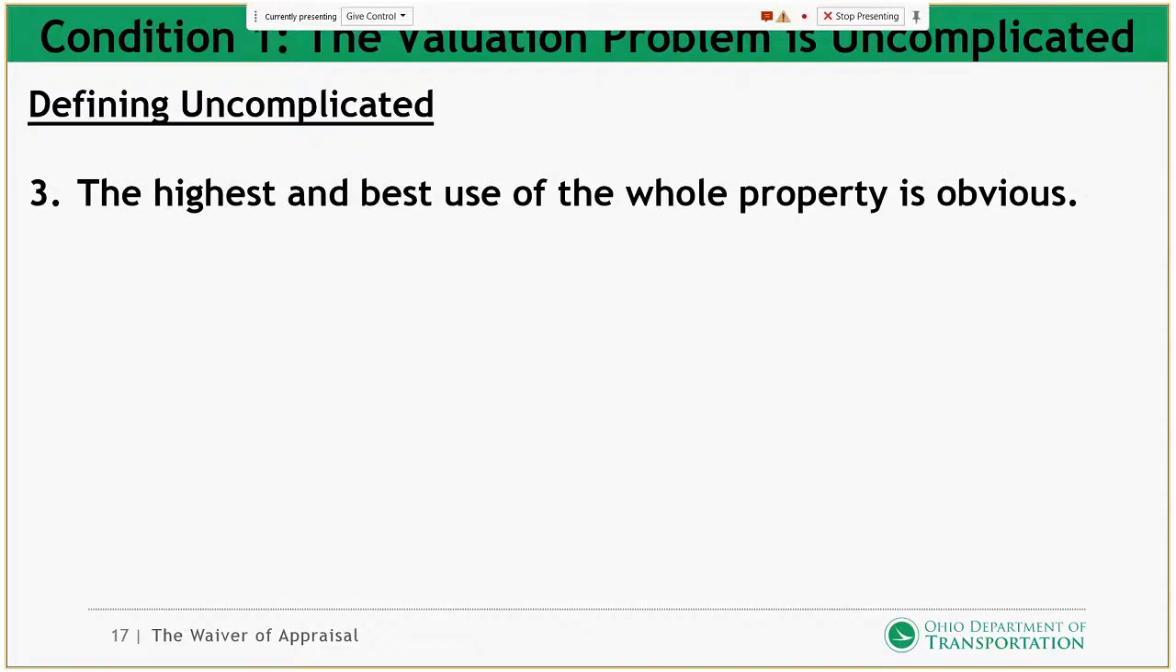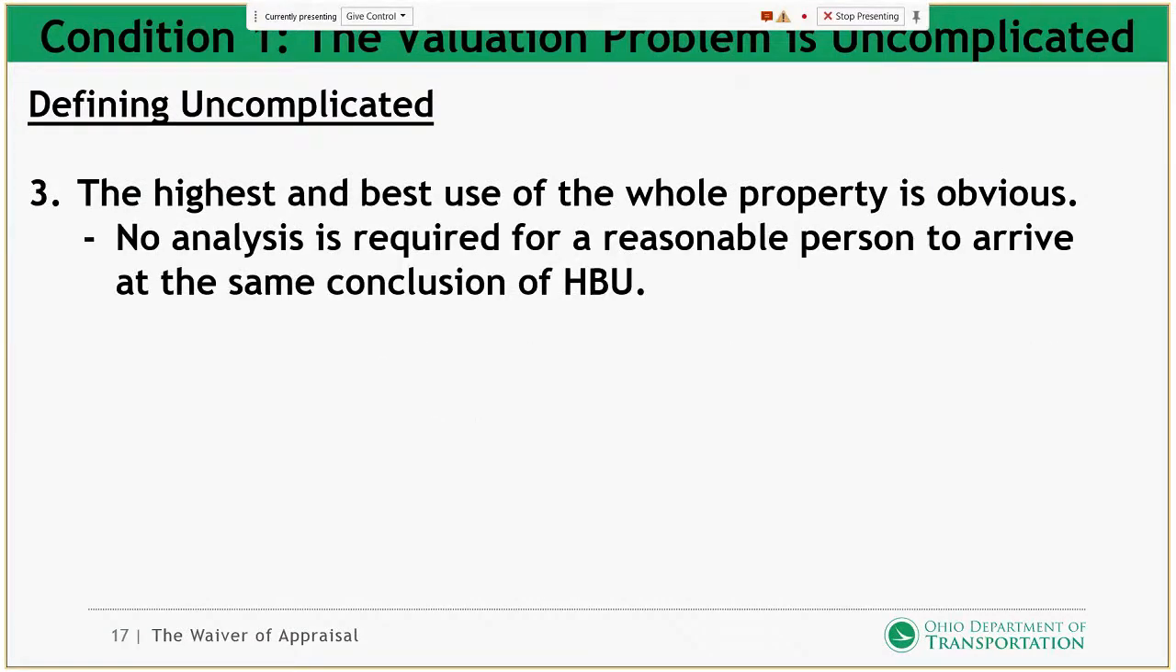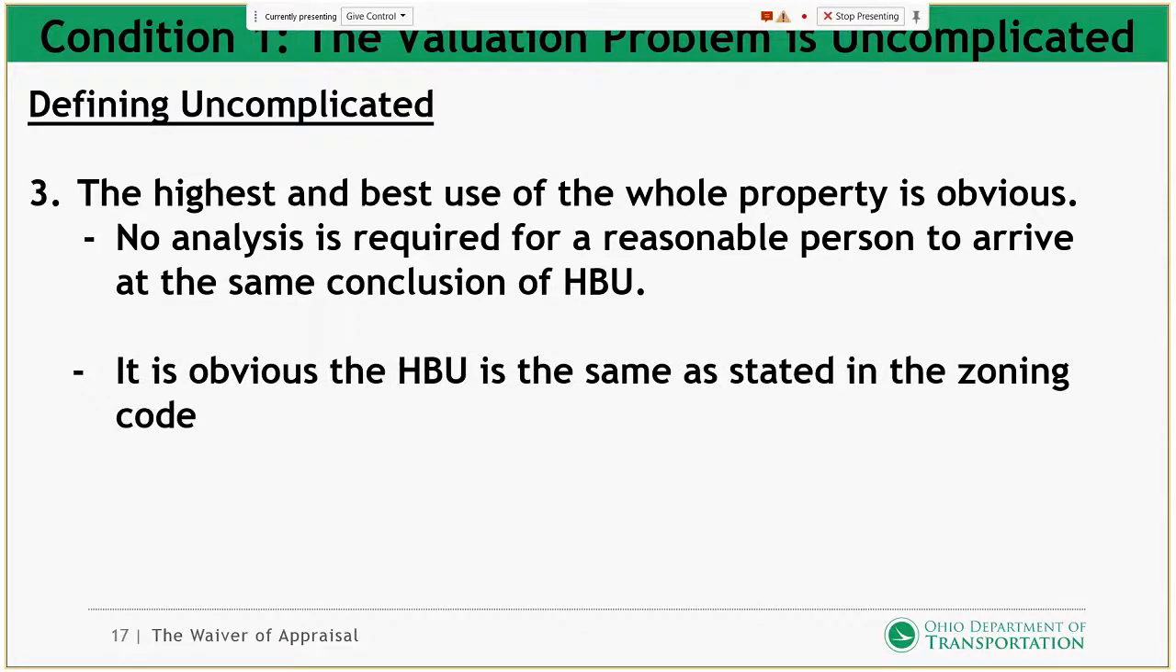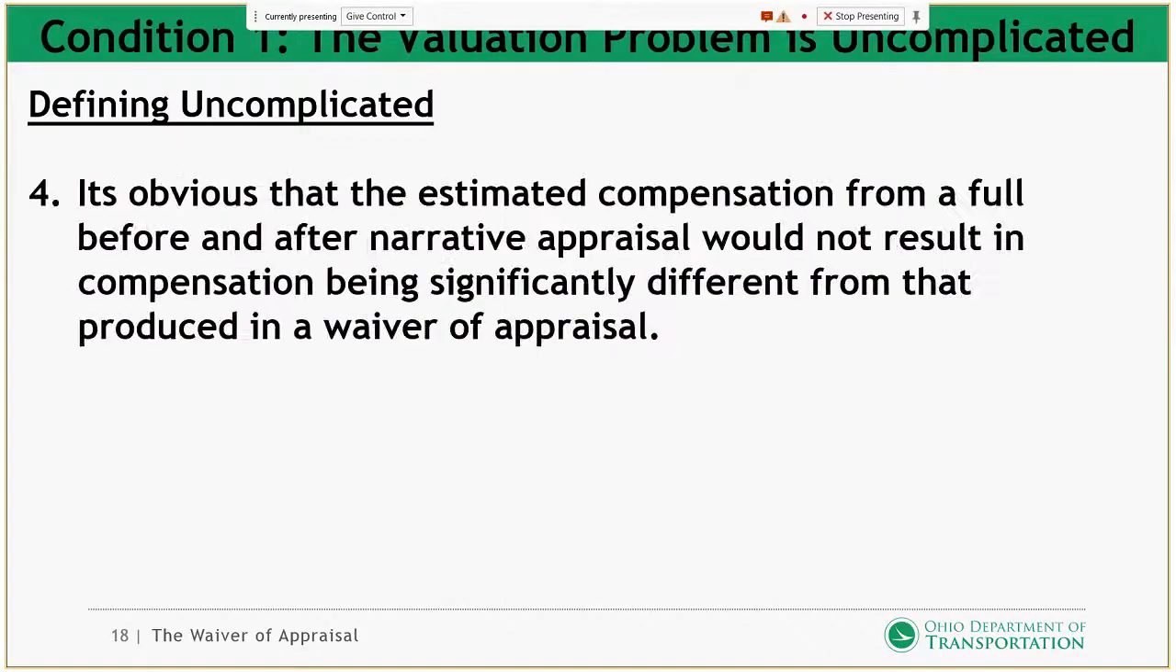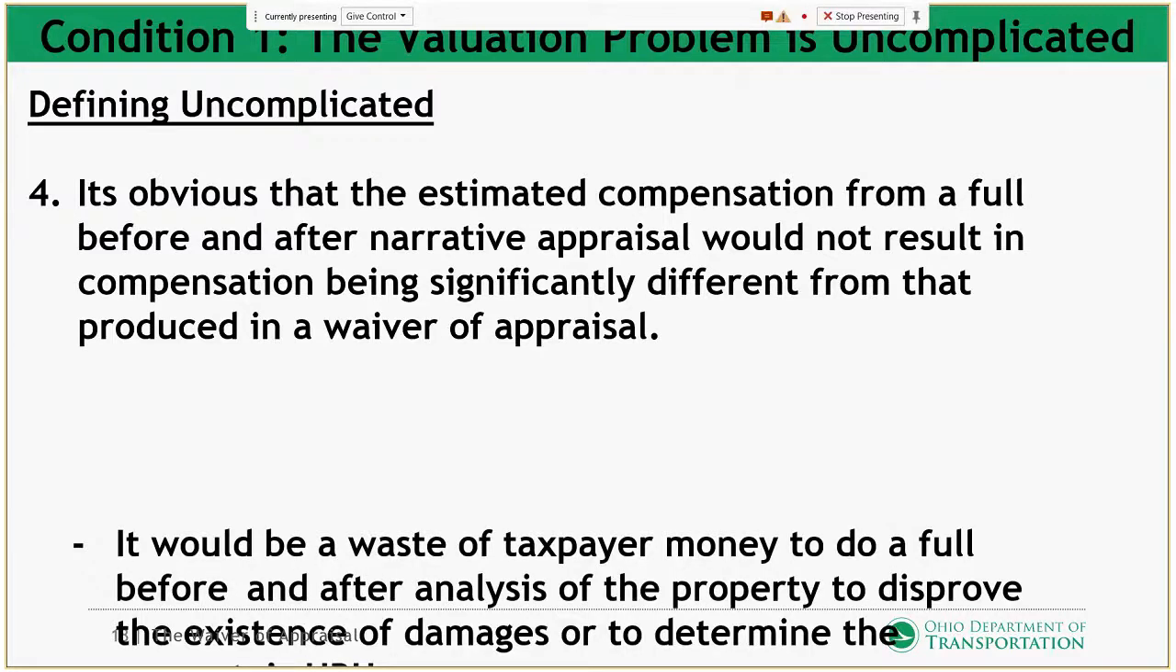Third, the highest and best use of the whole property has to be obvious. No analysis is required for a reasonable person to arrive at the same conclusion of highest and best use. It's obvious the highest and best use is the same as stated in the zoning code. Therefore, it's obvious that the estimated compensation from a full before and after narrative appraisal would not result in compensation being significantly different from that produced in a waiver of appraisal.